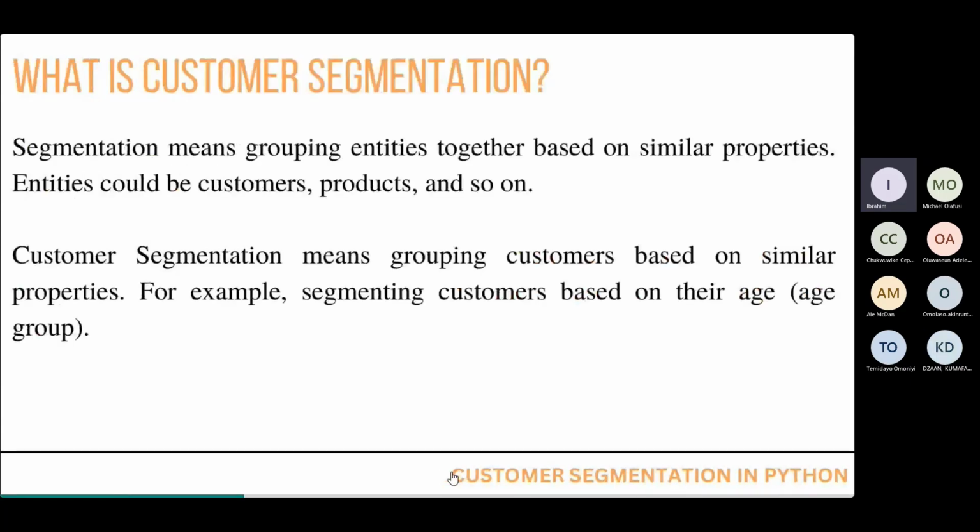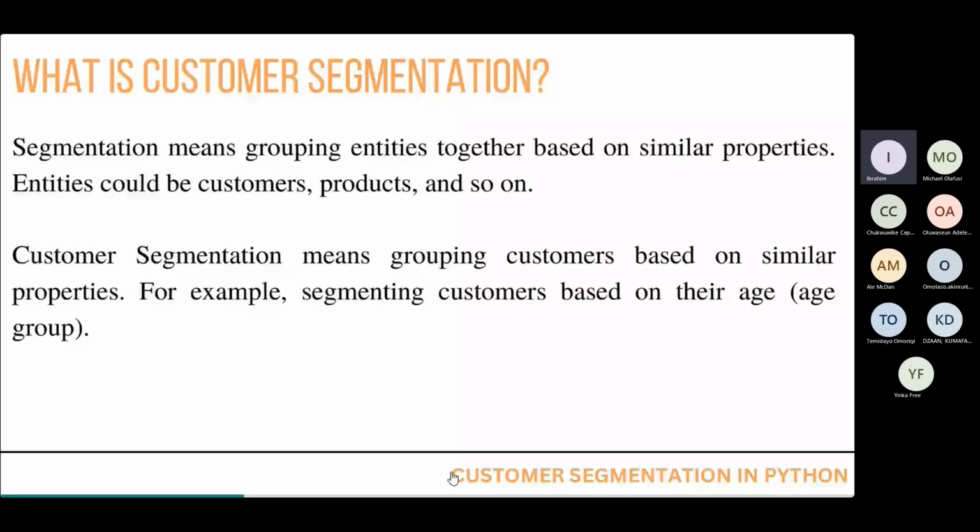So what is customer segmentation? Picking out the keyword in the word itself, which is segment, you are grouping different kinds of things into different sects. That's what segmentation basically means: you are grouping entities based on similar properties. Entities could be a customer, a product, or an animal. For instance, you want to group animals based on their species, so the species is the similar property.